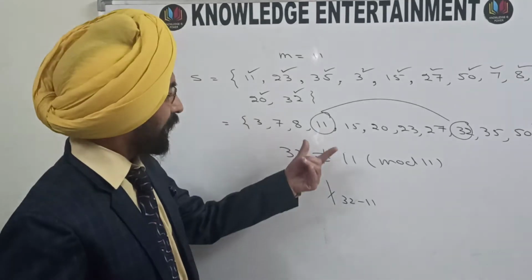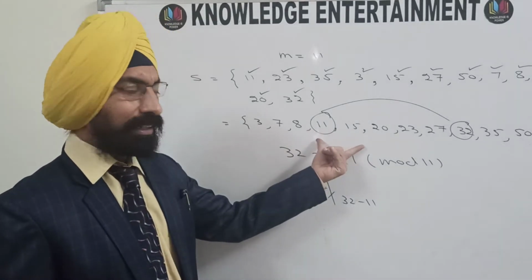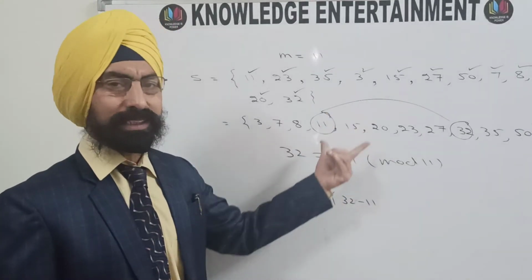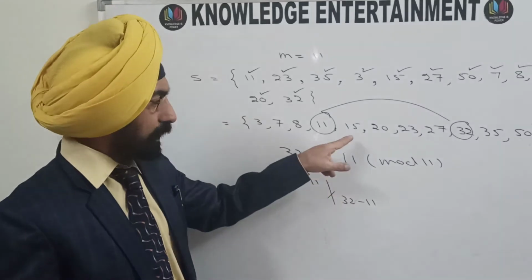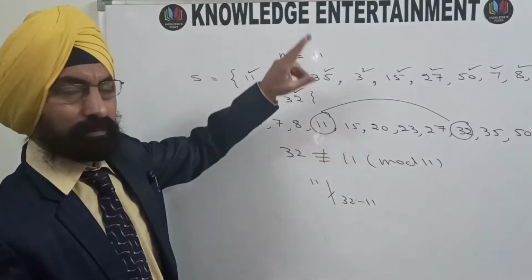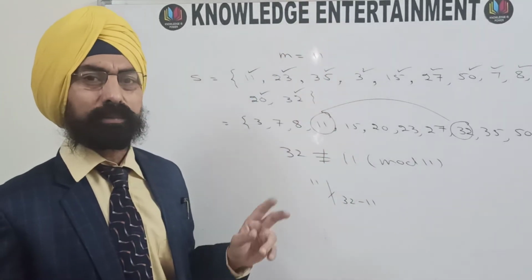As I have told you, these are exactly 11 elements and they are non-congruent. So it is a complete residue system modulo 11, because the number of elements is also right and the first condition is there. So it is a complete residue system.